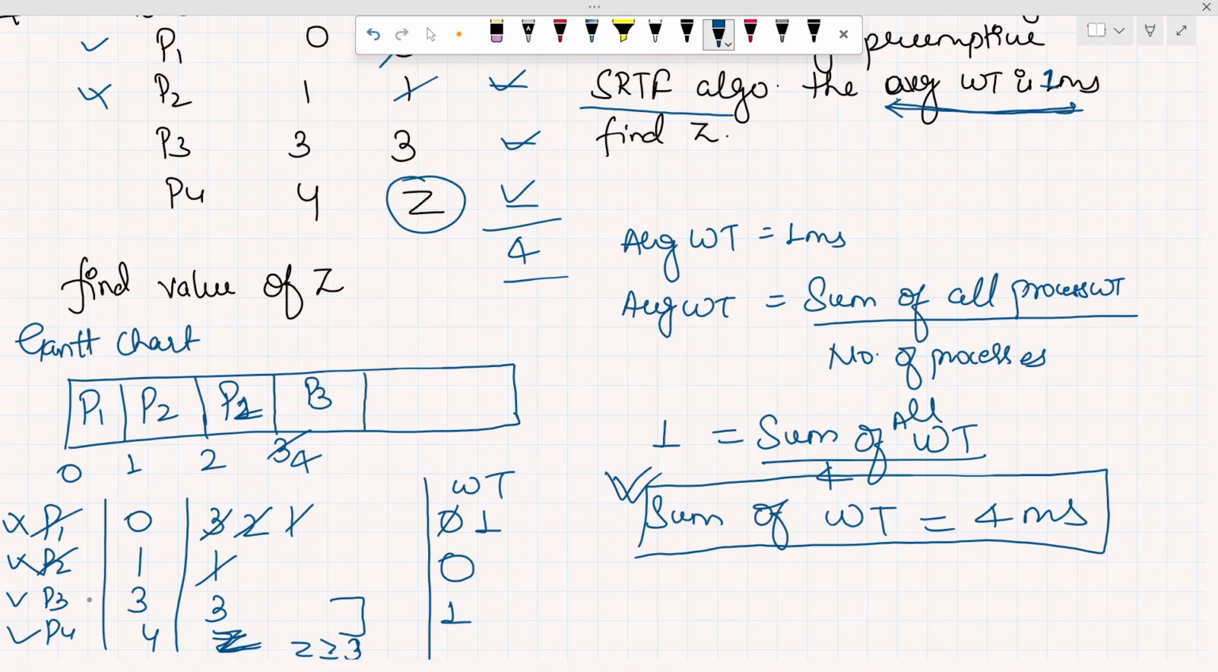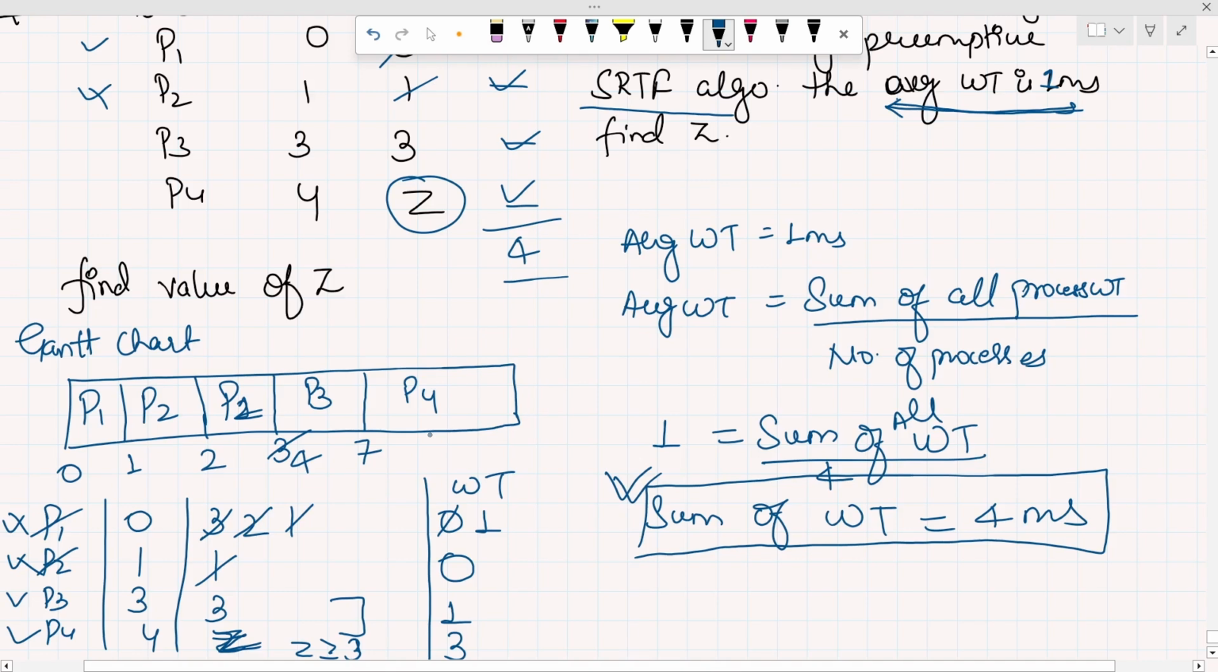If this happens, and there is no new process, then the process executes completely. Its burst time is 3, so 4 plus 3 means 7. How much time will P4 have to wait? P4 has to wait for 3 units of time because the burst time is 3. So P4 has to wait for 3 units of time, and after that P4 gets the CPU and executes.